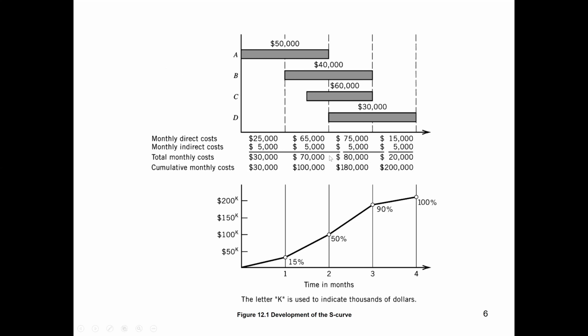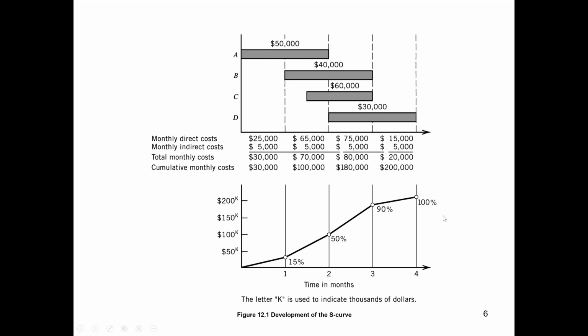Now we will make the cumulative monthly cost. For the first month it is 30,000. For the second month it is 30,000 plus 70,000, which becomes 100,000. For the third month it is 100,000 plus 80,000, which becomes 180,000. For the fourth month it is 180,000 plus 20,000, which becomes 200,000. So we have calculated all the cumulative costs. Now we will draw the S-curve, which is a graph against time. Time is given in months, so month number 1.